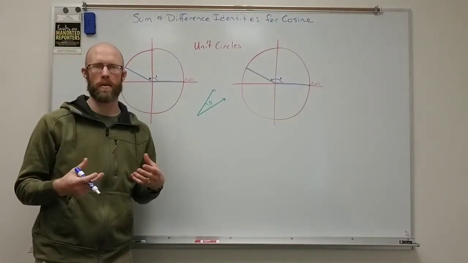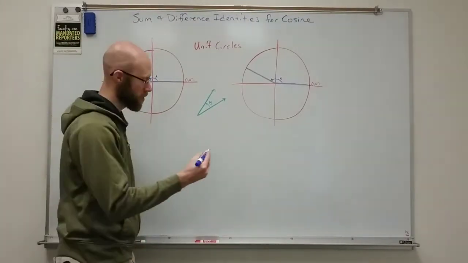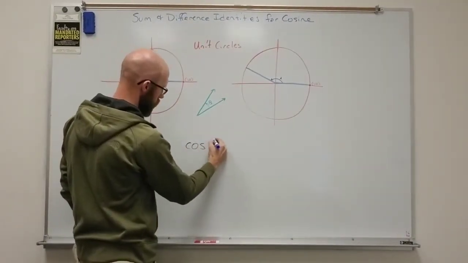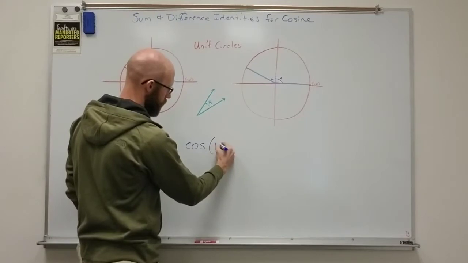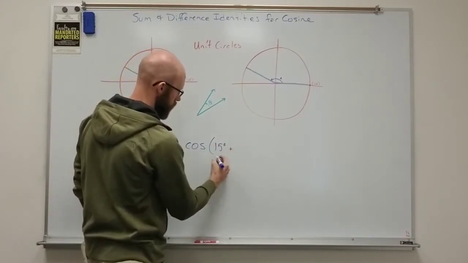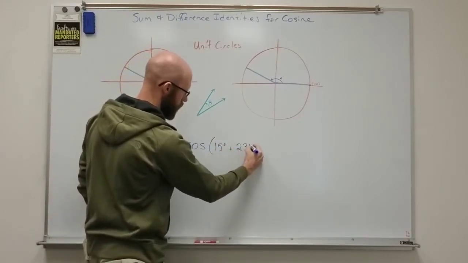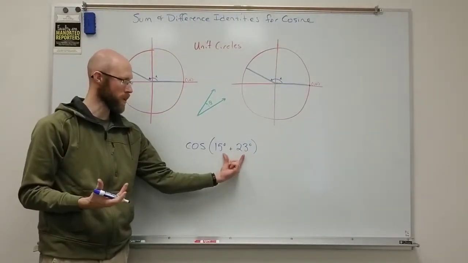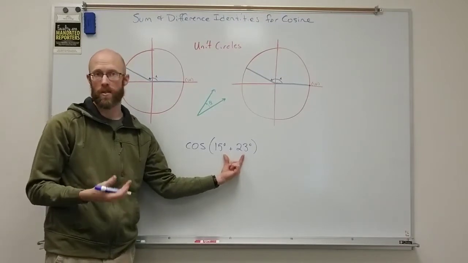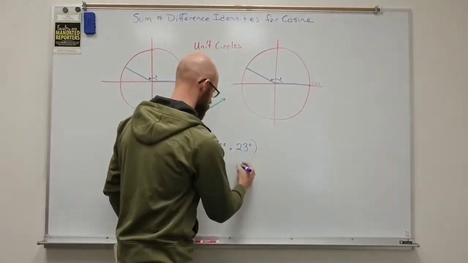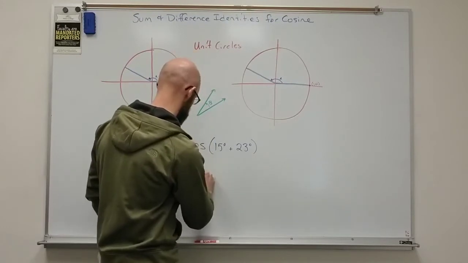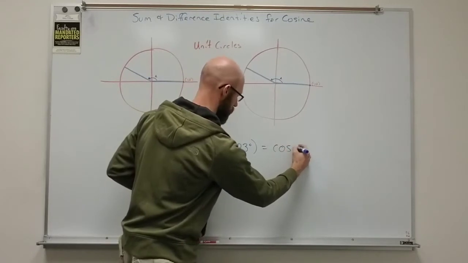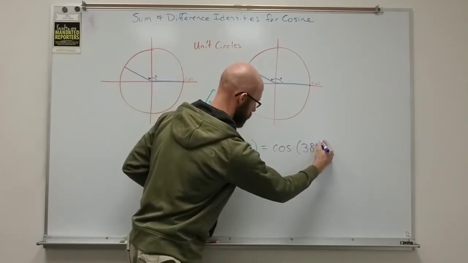them or subtract them inside of a trig function, for instance, and we'll use the cosine as an example because that's where we'll start. If you had something like the cosine of 15 degrees plus 23 degrees, this is obviously, well, 15 plus 23 is, what's that, 38, right? This is obviously cosine of 38 degrees. Let's write it this way. Equals the cosine of 38 degrees.